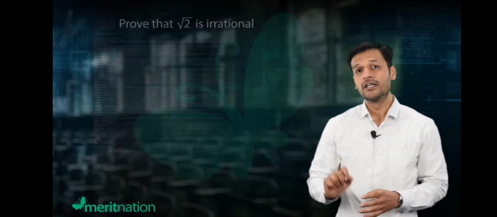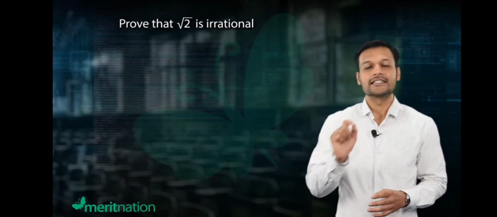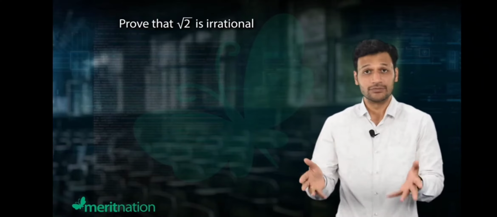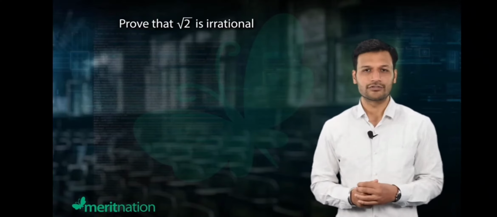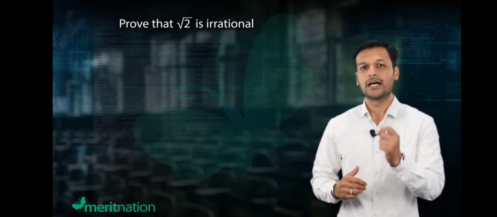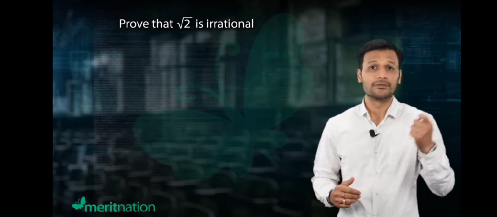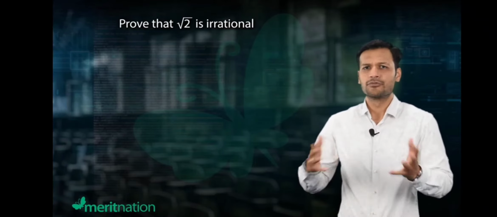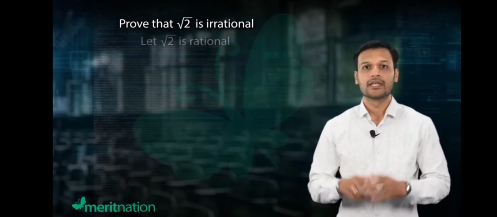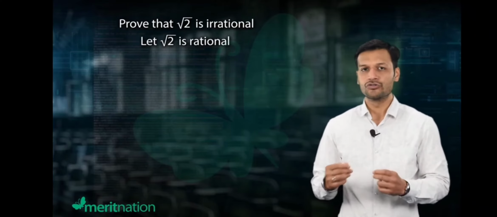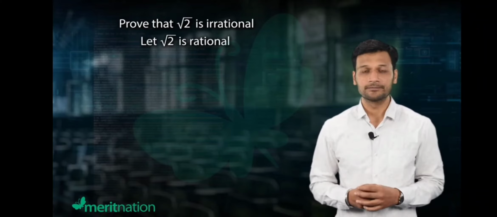Now here, we'll prove that root 2 is irrational. How will we do that? We'll use the method of contradiction. What do I mean by that? I'll assume root 2 to be a rational number first and then prove that our assumption is incorrect. Hence, let's assume root 2 as a rational number.